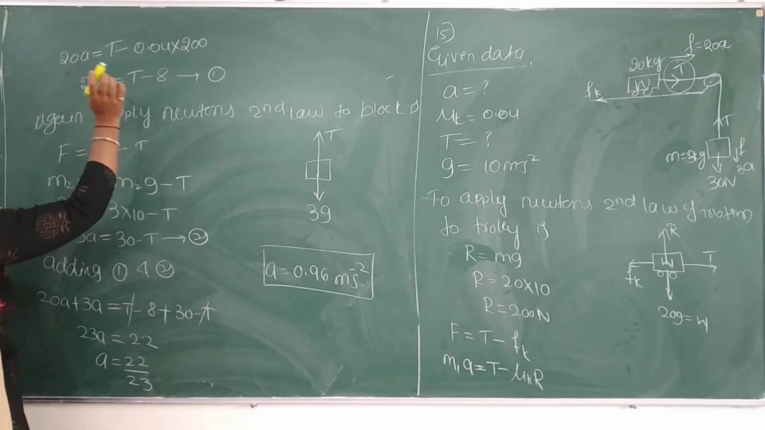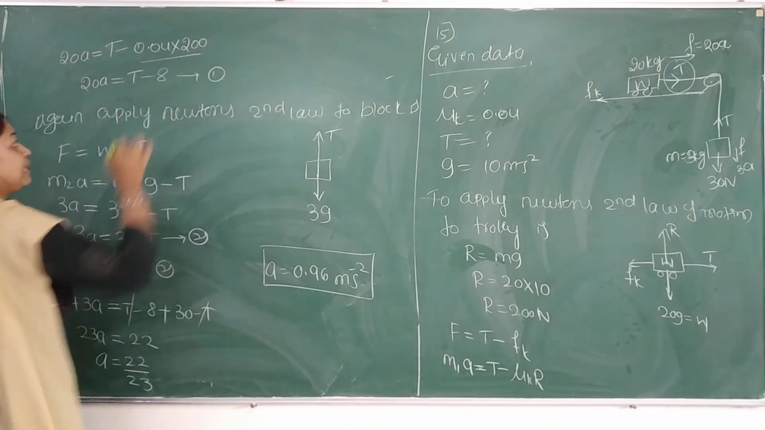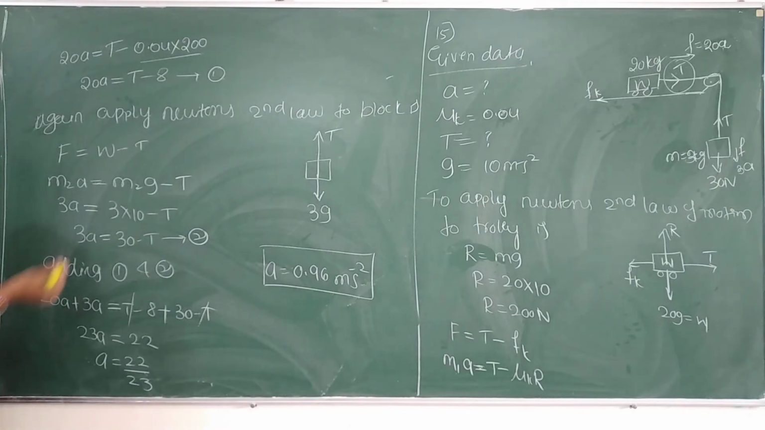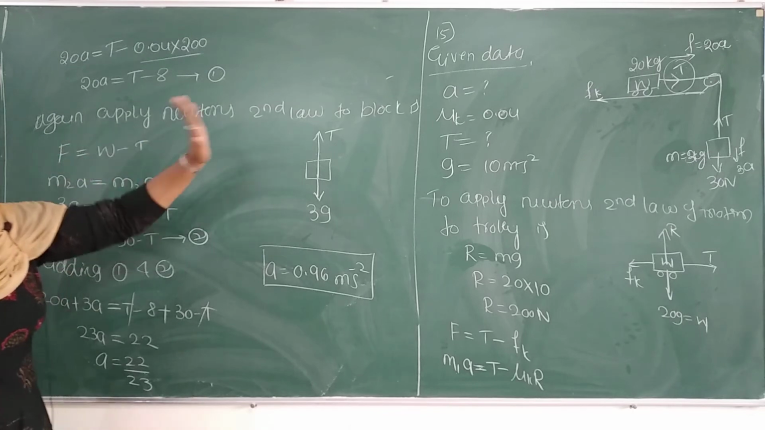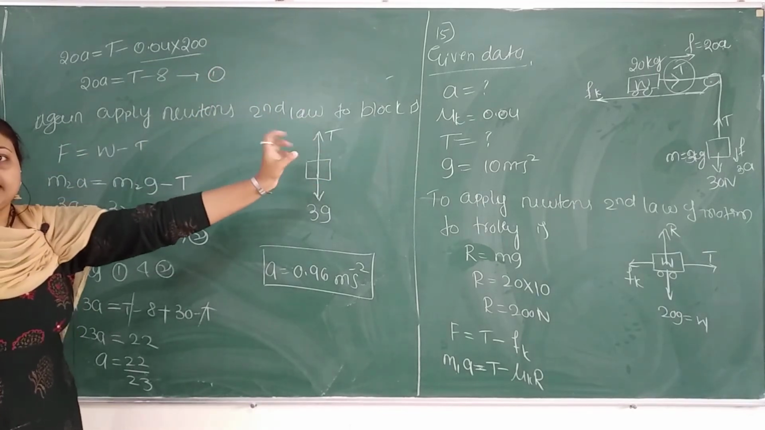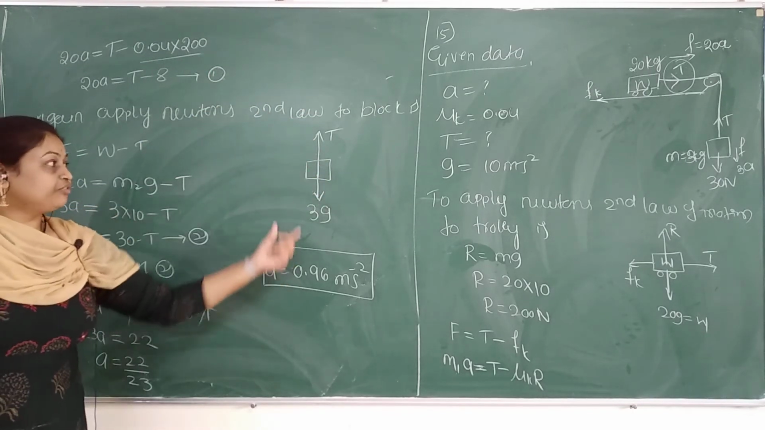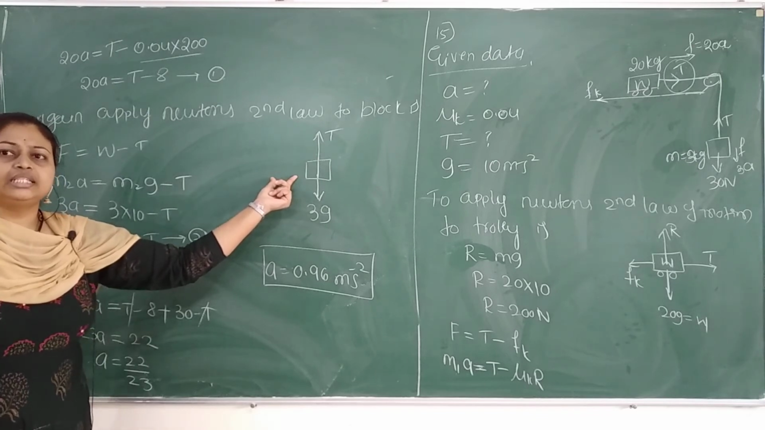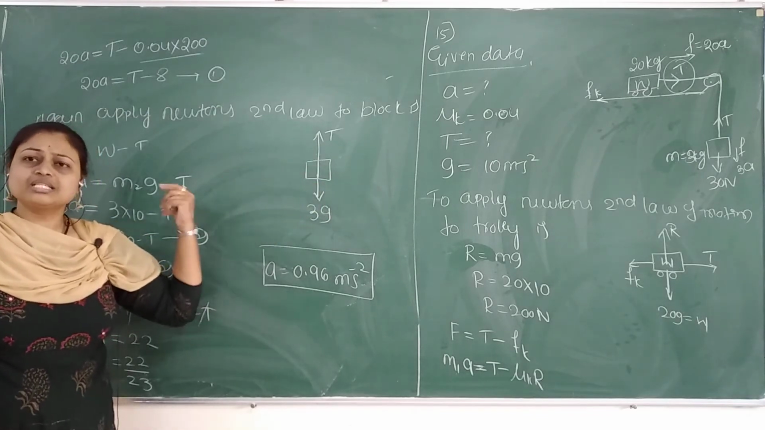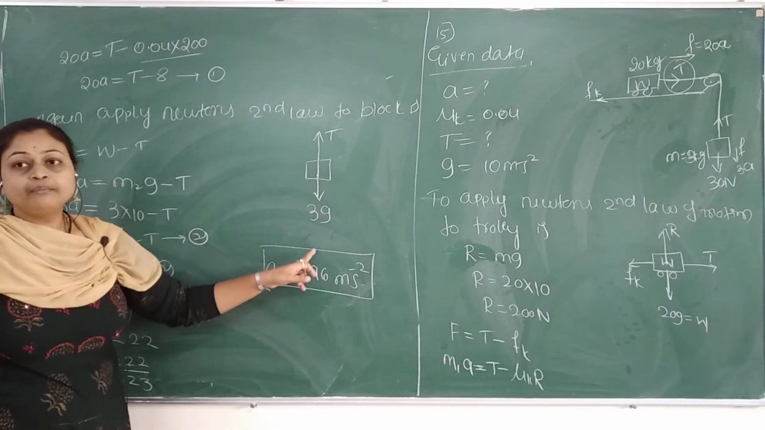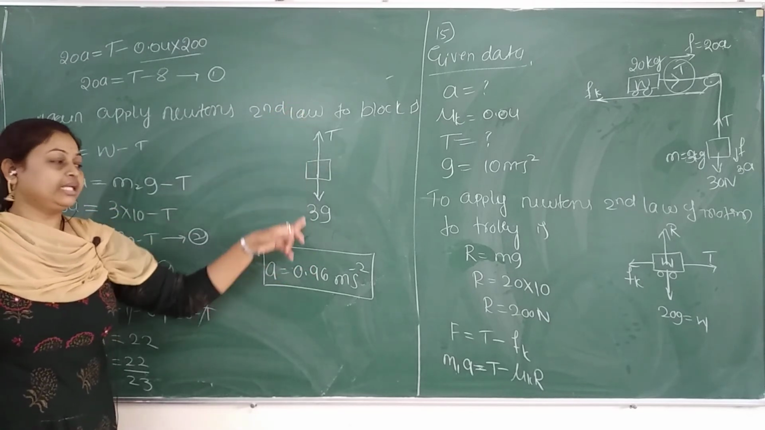Here 20a as it is, T as it is, if you multiply you will get 8 Newton. Let us take it as equation 1. This is about only the trolley. Now consider the hanging block, its free body diagram. There is no horizontal force, just leave it. So only vertical forces. One is tension, another is weight.